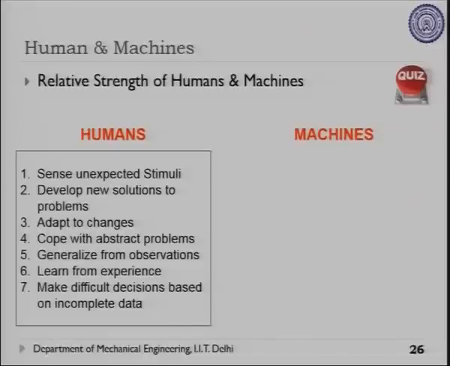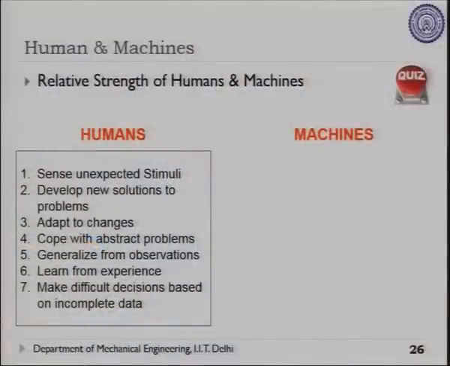Human beings also have the ability to use multiple resources. For example, in an unforeseen situation, you call up somebody. That's correct. So if I go one by one, sense unexpected stimuli. That is one point I have just mentioned there.